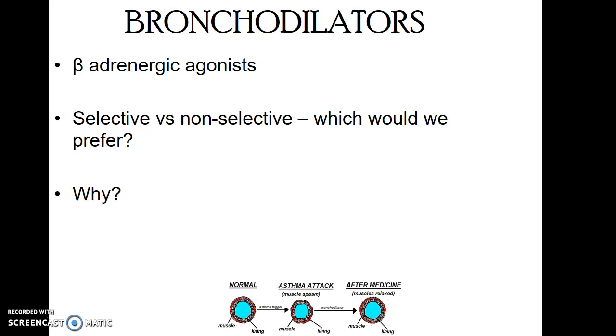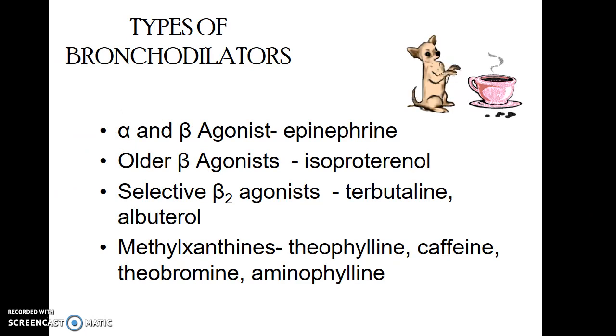We would prefer these drugs to not act on the beta 1 receptors. We don't need an increase of heart rate and force of contraction unless we're treating that particular situation. But if we just have a respiratory problem, we would rather just treat that and not cause stimulation of the heart. So, types of bronchodilators. We have alpha and beta agonists, such as epinephrine. We have some older beta agonists, isoproterenol. And we have some selective beta 2 agonists, terbutaline, albuterol.